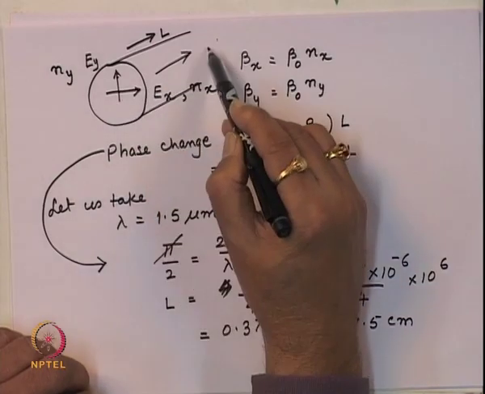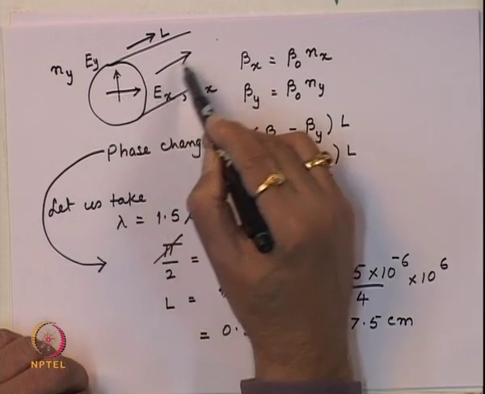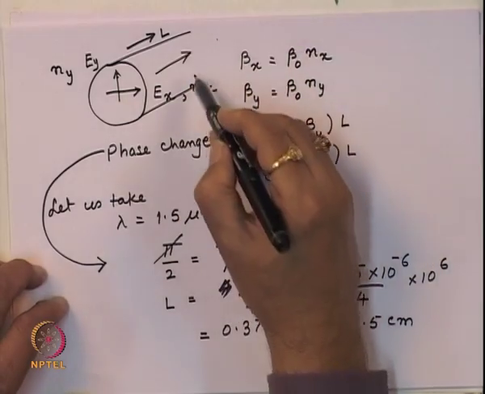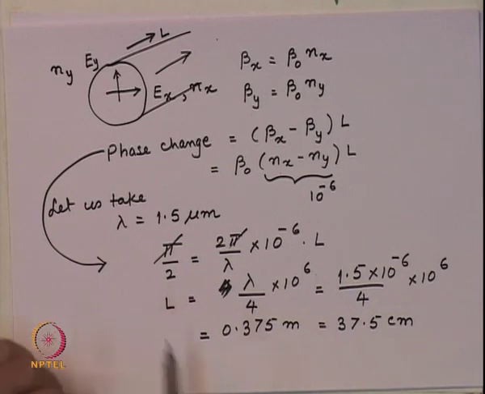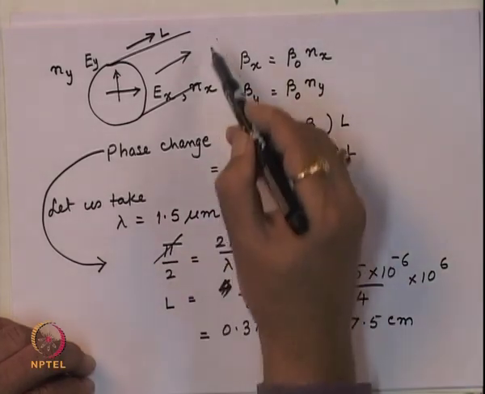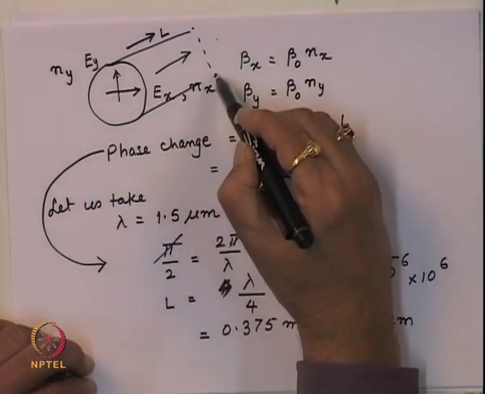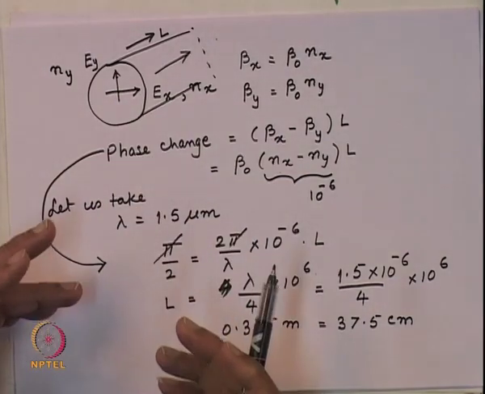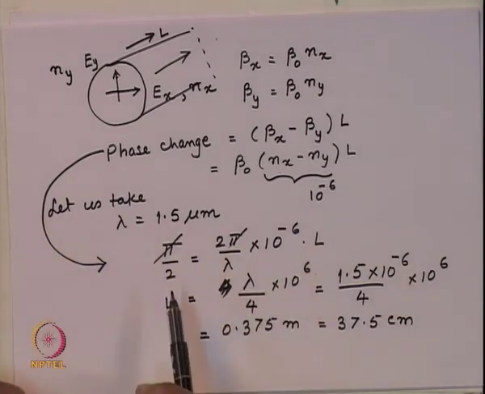at a distance of 37.5 centimeter from that location, the circularly polarized wave will be completely converted into a linearly polarized wave. Now, if I keep moving further, the phase difference again will change, and after the same distance there will be accumulation of pi by 2 phase. That means, from this location where the wave was completely linearly polarized, if I move 37.5 centimeter away, again the phase difference between these two polarizations will be equal to 90 degrees. That means, the wave will become again circularly polarized.